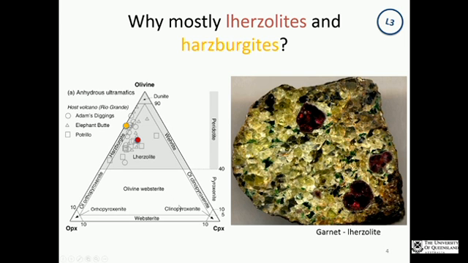It's going to plot somewhere here. So if we extract basalt from lherzolite, the residue becomes harzburgite. That's why those are the two most important rocks in the upper mantle. And this, for example, would be a garnet lherzolite, because we don't use the aluminium phase to classify the rock, we kind of add the description when we give the rock name.